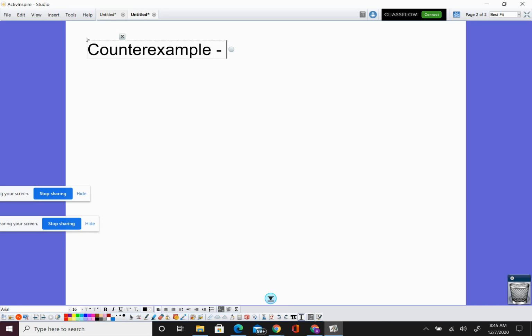Counterexample is an example that proves the opposite, or an example where the opposite occurs of what you're trying to show. So if I were to say that the sky is pink, what would be a counterexample to that?